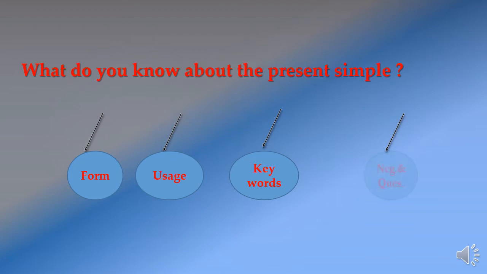Very well. Let's move to negation and question. If I want to ask a question in the present simple tense, what do I use? Yes, excellent. Do or does plus the infinitive. And if I want to use negation, we use don't or doesn't plus the infinitive.